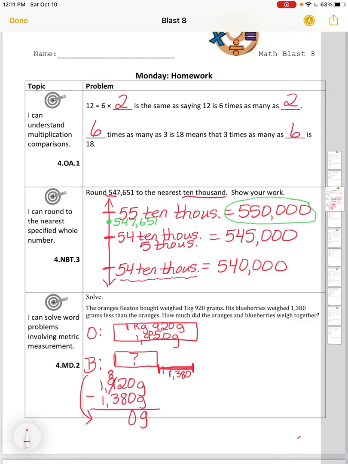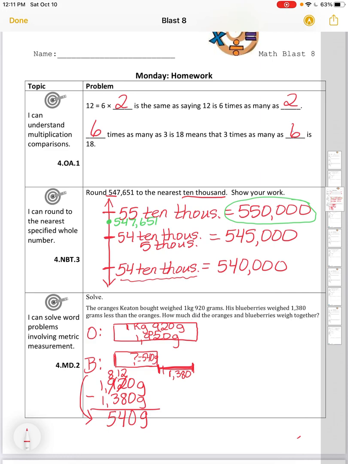The one that I'm going to borrow or regroup here is going to turn into 10 tens. With the 2 that's already there makes that 12 tens. So now I have 12 tens minus 8 tens, which is 4 tens. I have 8 hundreds minus 3 hundreds, which is 5 hundreds. And my thousands, 1,000 minus 1,000 is no thousands left. So my blueberries are going to weigh 540 grams. Now, that's not the answer to the question yet.